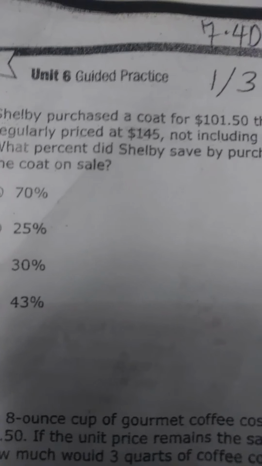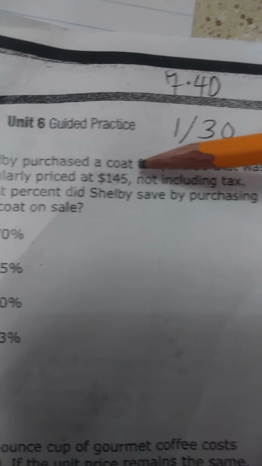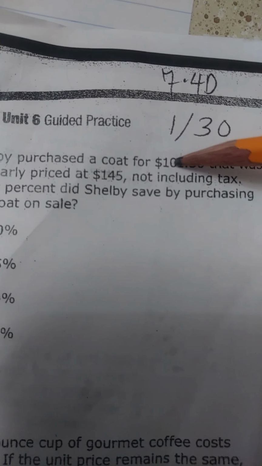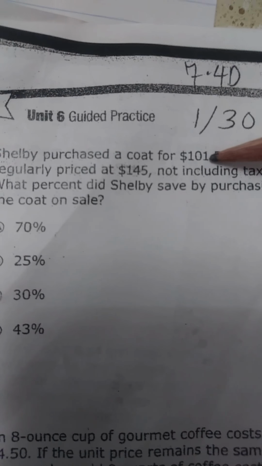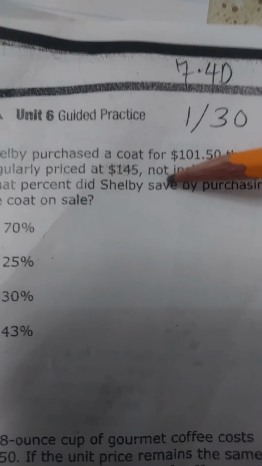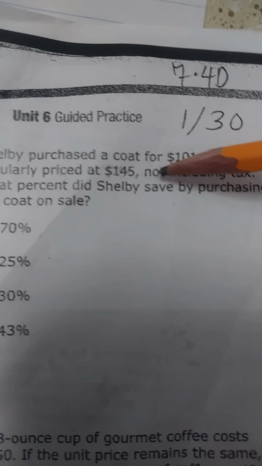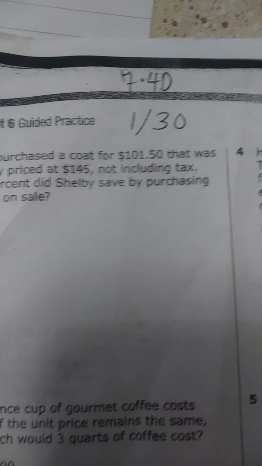So let's take a look at what the problem is asking. The original price was $145, and then it reduced to $101.50. So they're wanting to find out what the percent decrease was and how much she actually saved by purchasing the coat on sale, the percent she saved. Okay. So let's take a look at this problem visually.